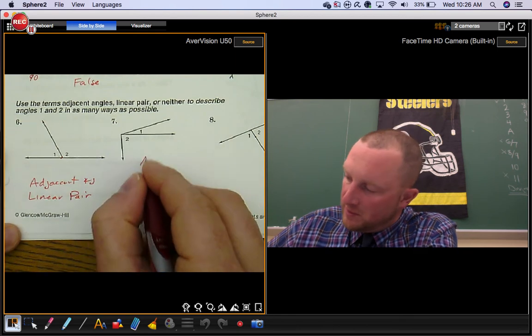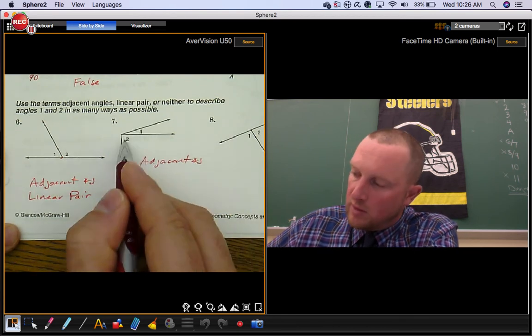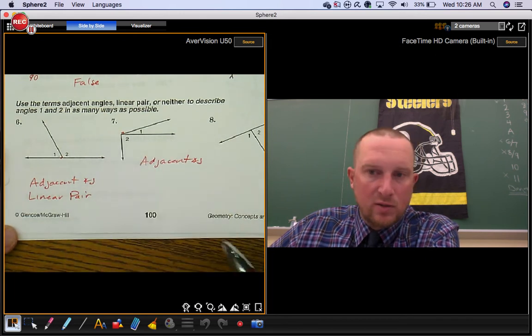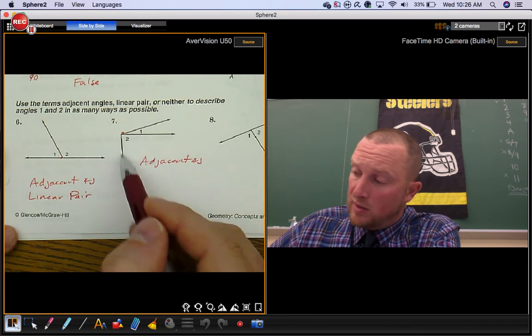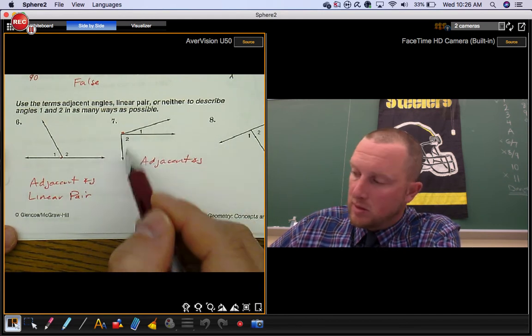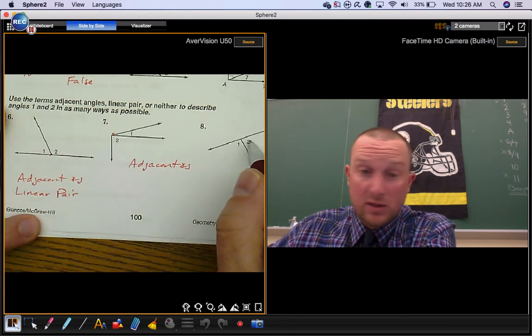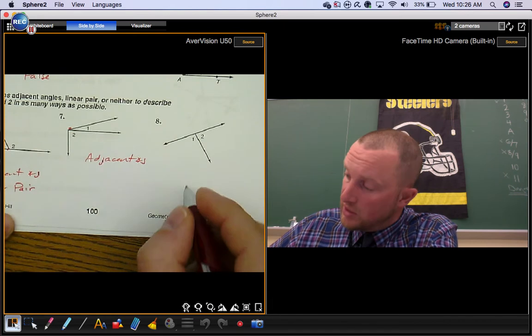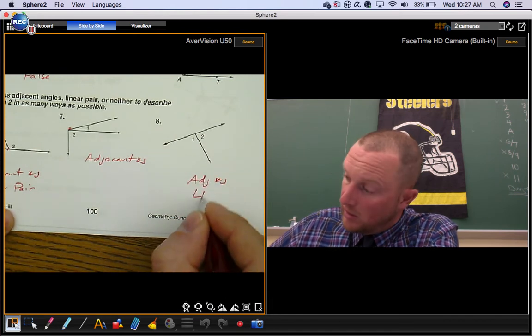Number 7, these angles are adjacent. They're right next to each other. They share a vertex. They share a ray. They don't overlap. Now, they do not make a line. Notice how these rays here, the non-shared sides, they don't make a line. Okay, but these ones do. And these are adjacent. So they're adjacent angles, using an abbreviation, and a linear pair.